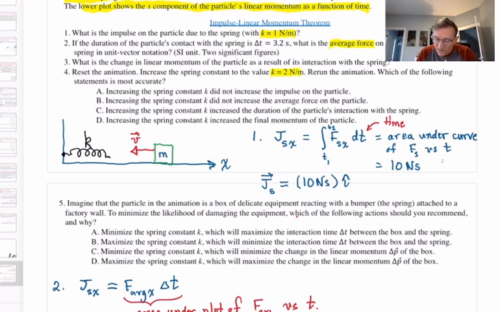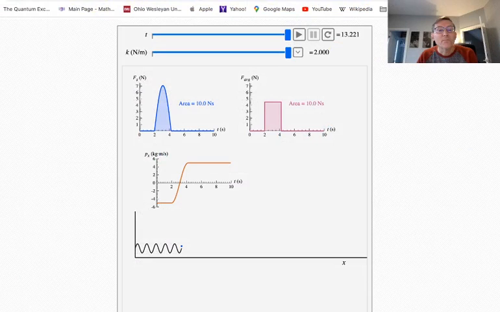A. Let's see if this is accurate. Increasing the spring constant k did not increase the impulse on the particle. What do you think? Is that true or false? How would you check that with the animation? Did you say, well, the impulse is the area under the plot of the force versus time, whether it's the actual force, that's the plot on the left, or the average force, that's the plot on the right. They have the same area. Did it make that area under those curves bigger?